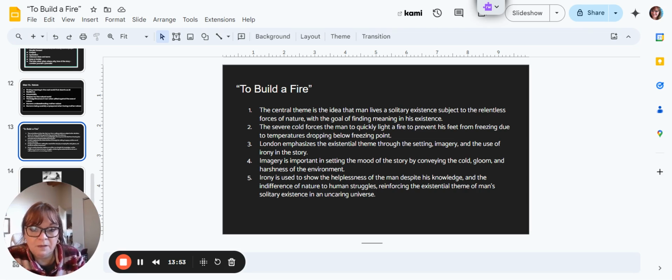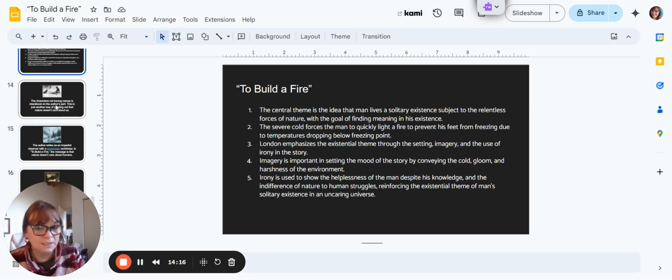And I want you to be thinking about the indifference that he shows toward nature, and then what nature imposes back on him, which is the indifference toward what human beings struggle with. I want you to see that it's reinforcing this existential theme of man being solitary, being a speck in the universe, and the universe is very uncaring. The universe does not care about you.